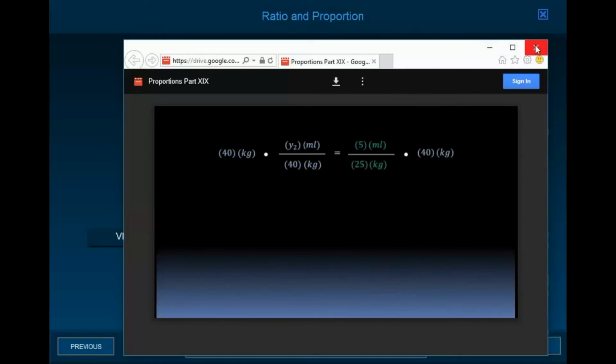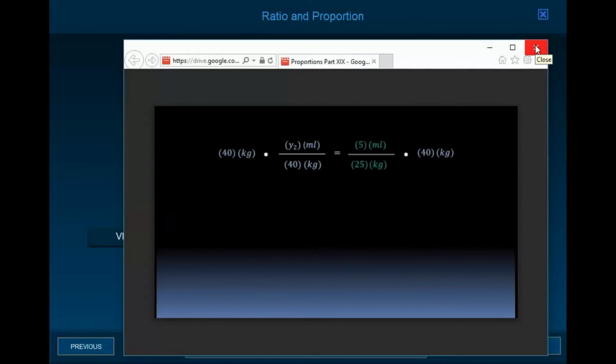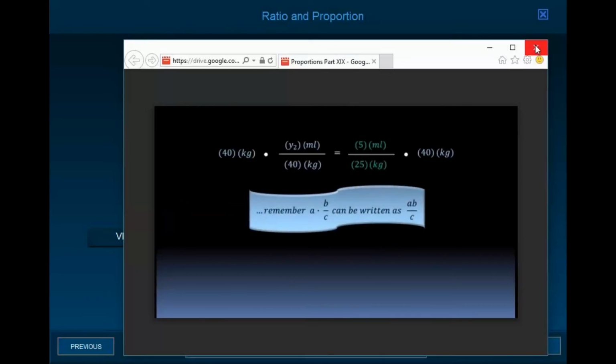And our equation now looks like this. And we need to again remember an important pattern. Remember, if we have A times B over C, we can easily show with our rules that this can be written as A times B, over C.